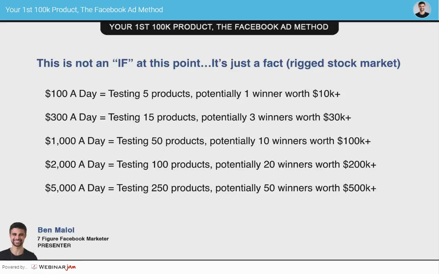Again, if you don't understand this math, every product costs us about $10 to $20 to test. So $100 is 5 products, and one of those will be a winner. One winner is worth about $10,000, if not more, when you scale that. $300 a day testing 15 products gives us 3 winners. That's just the math. So you pour in $5,000 a day, you test 250 products, and you potentially make 50 winners, which is worth over $500,000. Guys, it's just the math. It's super simple math. You pour in an X amount of money, and you come out with an X amount of money.